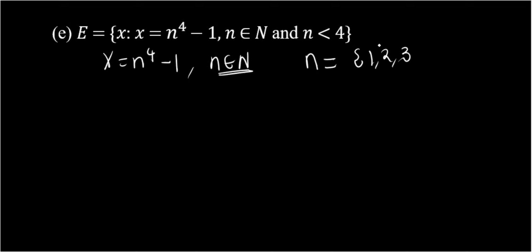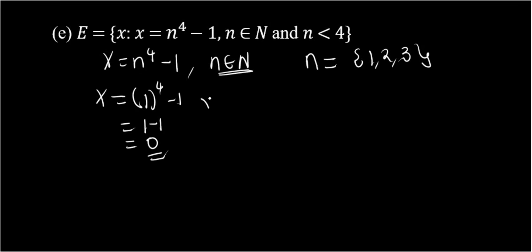So in this situation, you say x is equal to the expression where there is n, and you start substituting with natural numbers which are less than 4, which is 1 there. You put it there: this is 1 minus 1. What's the answer? This is 0. So the first one is 0. Then you do the same thing again. You put 2. If I put 2 there, that is 16 minus 1. You have 15. That's the second one.